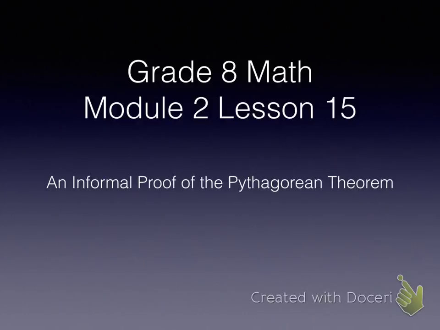Okay, we are ready for lesson 15 of module 2, an informal proof of the Pythagorean theorem. This lesson can be done before or after the end of module 2 assessment because there are no questions on the assessment regarding the Pythagorean theorem. We are going to be doing lessons throughout the year on the Pythagorean theorem. There will be one in module 3 also, but we won't attack the Pythagorean theorem in depth until the end of the year. I think it's in module 7.